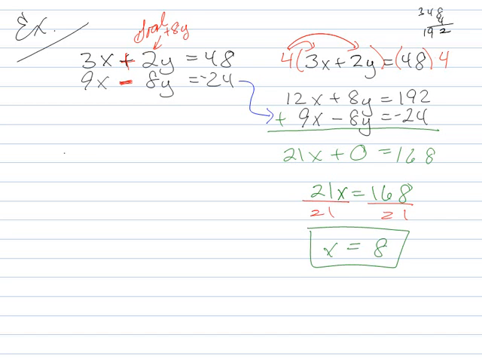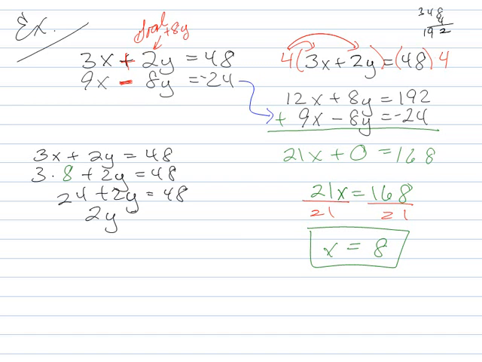So now I can pick either one of the original equations and plug in x and solve for y. So I'll pick the first one because it looks easier. It has less big numbers in it. Okay. So 3x, wait, I know what x is. X is 8. 3 times 8 plus 2y equals 48. So 24 plus 2y equals 48. 2y equals 24. Y equals 12. So my solution is 8, 12.